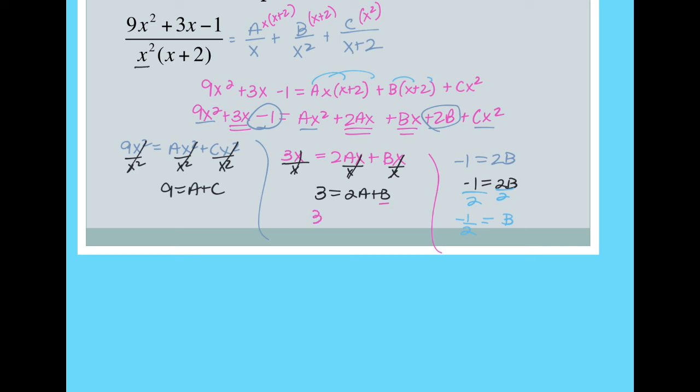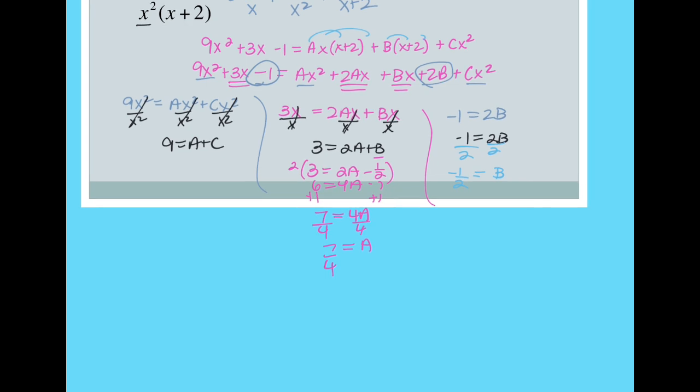If I plug that in here, 3 equals 2 times a minus 1/2. You can multiply everything by 2 to get rid of that fraction. Add the 1, 4a equals 7, and a equals 7/4. And then plug that in over here for the a. 9 equals 7/4 plus c. Again, multiply to get rid of the fraction. Subtract the 7. And divide by 4.